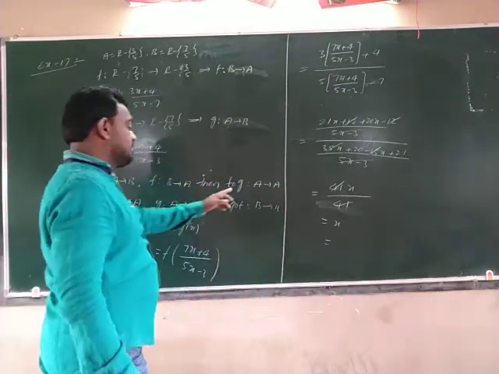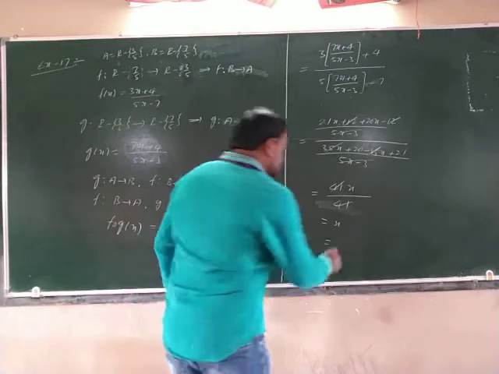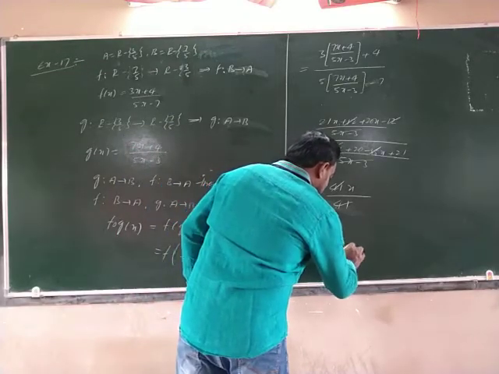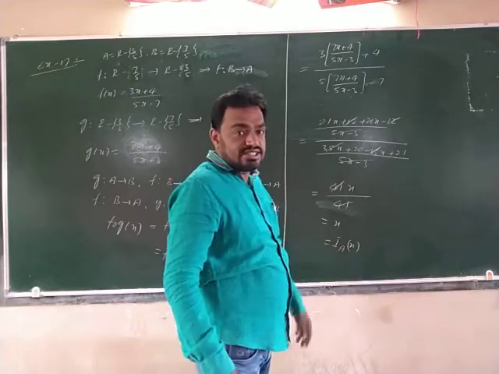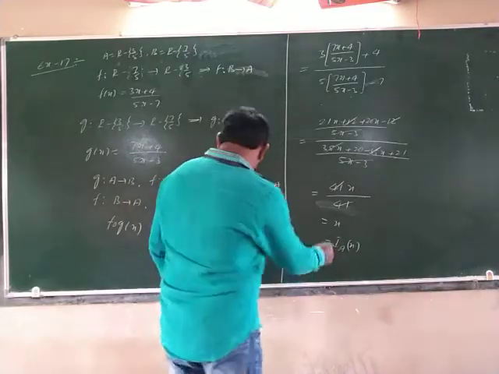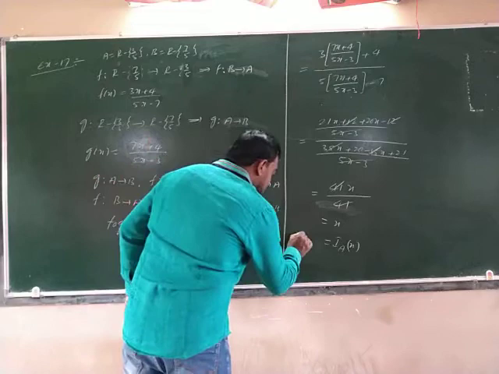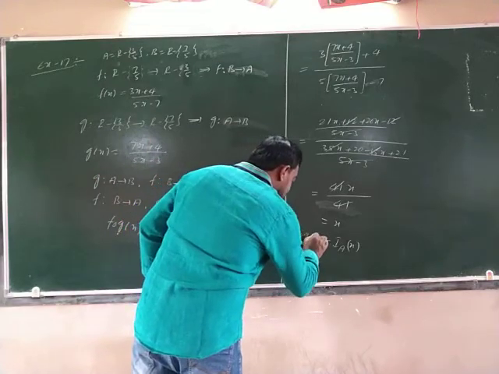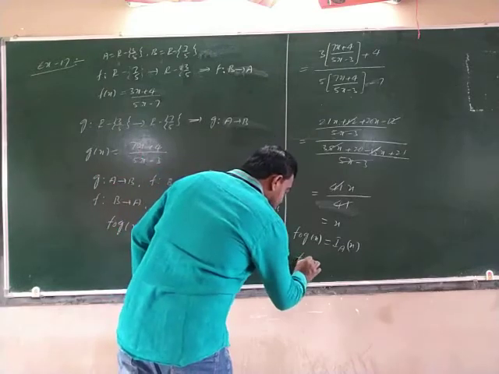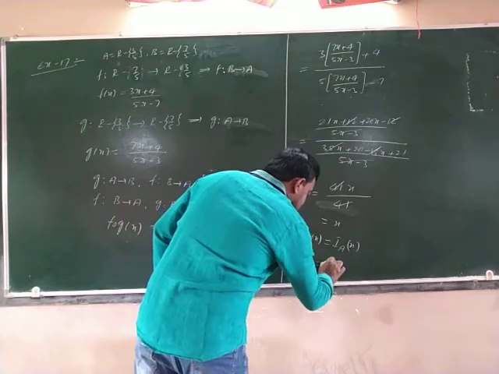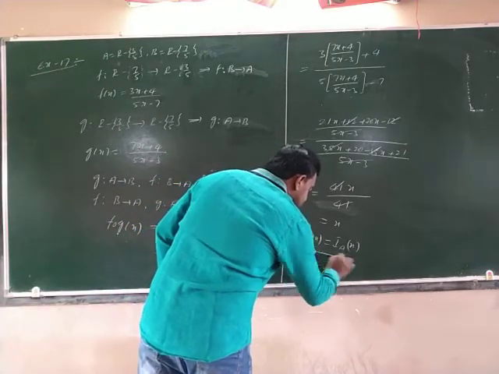f circle g is coming from A to A. So this is equal to I_A of x. In the question they already gave I_A of x equal to x, so I'm using that. So f circle g of x is equal to what we got, I_A of x. Therefore f circle g is equal to I_A. This is the proof.